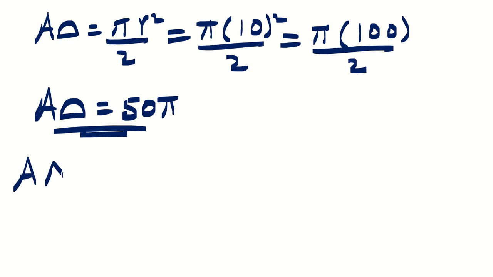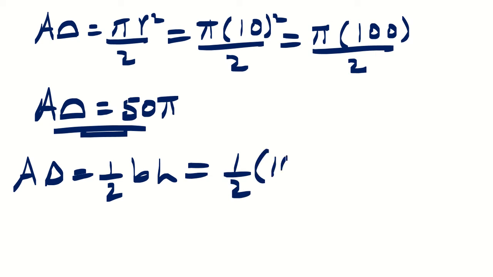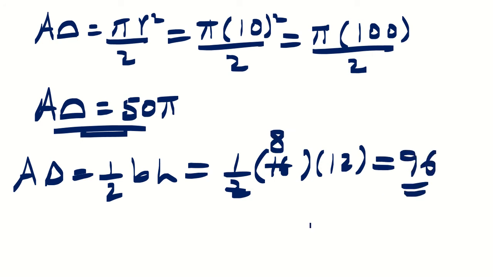What about the area of the triangle? The area of the triangle, it's half times base times height. In case of right angle triangle, you can take the two legs as the base and the height. So half times, the two legs are 16 and 12. We'll take them. So by 2, 1, this by 2, 8. When you multiply, it's going to be 96. 96 units square or centimeters square. So we have 50 pi and 96. We'll take the difference.